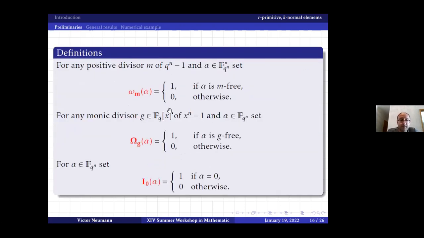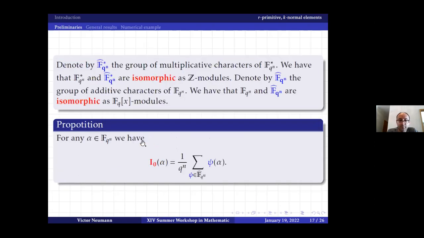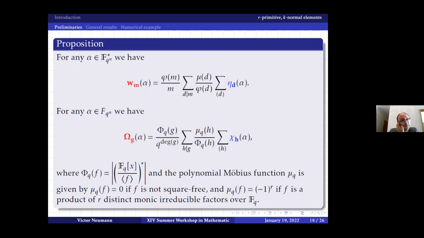We may do the same thing for these other characteristic functions. Here I show you this. For example, the characteristic function of M-free elements must be written like that. Here phi is the Euler function, mu is the Mobius function, and this sum, with this d in parentheses, means that in fact we do the sum over all the multiplicative characters of order d.